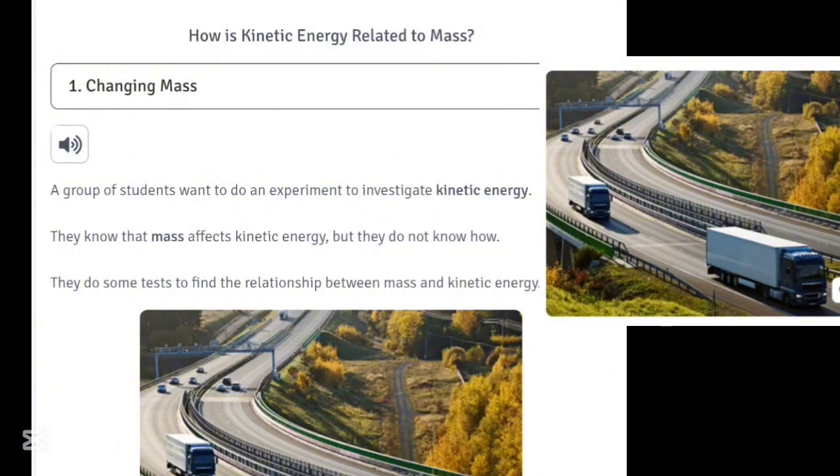A group of students want to do an experiment to investigate kinetic energy. They know that mass affects kinetic energy, but they do not know how. They do some tests to find the relationship between mass and kinetic energy.